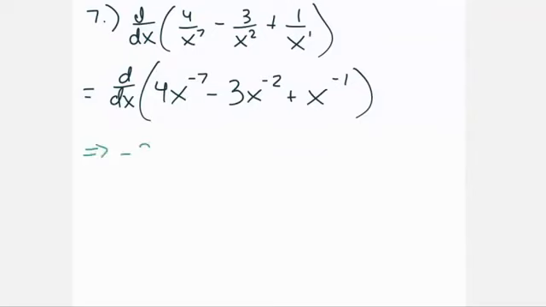So this is -28, right? -7 times 4, x to the -8. Negative times a negative is +6, x to the -3. And then this is -1, x to the -2.